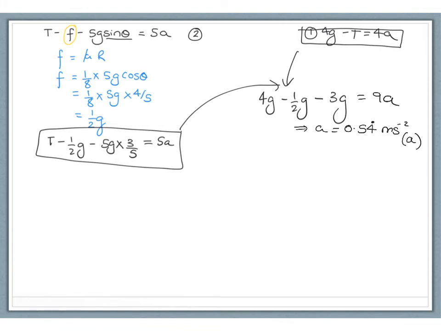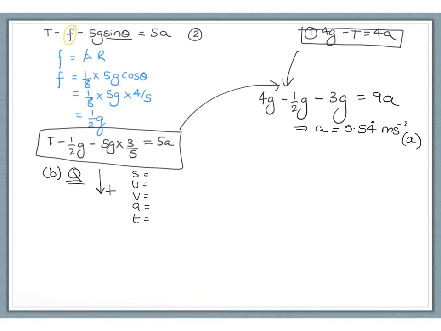Now, part B wants us to work out the time taken before Q hits the plane. So remember, the force is acting as a constant, which means that the acceleration is constant, which means we can apply the constant acceleration equations. Looking at particle Q, it's moving downwards, so down is the positive direction. S, U, V, A, and T.